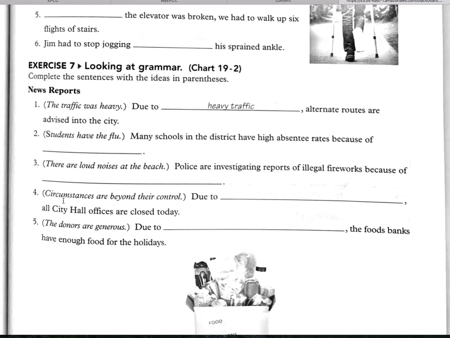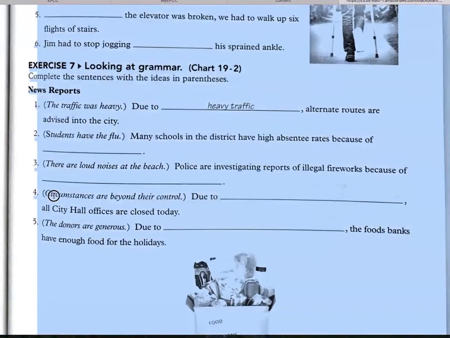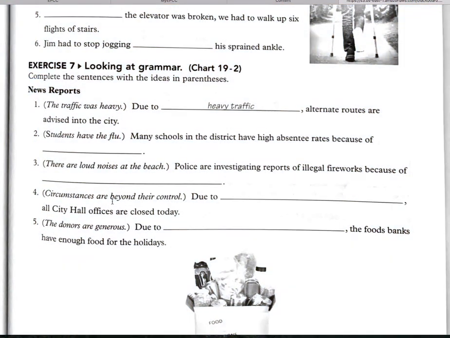Number 4. Circumstances are beyond their control. Due to blank, all City Hall offices are closed today. Notice that here we're using the prepositional phrase to introduce the sentence. Okay? So we use a comma. So due to circumstances beyond their control. Due to circumstances beyond their control, all City Hall offices are closed today.